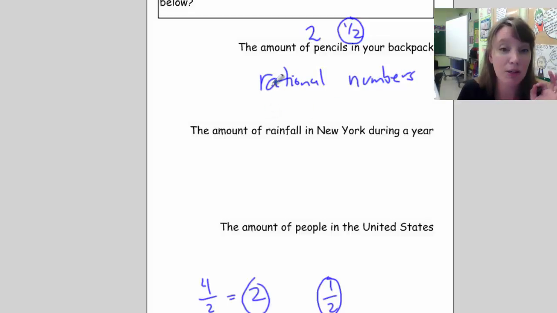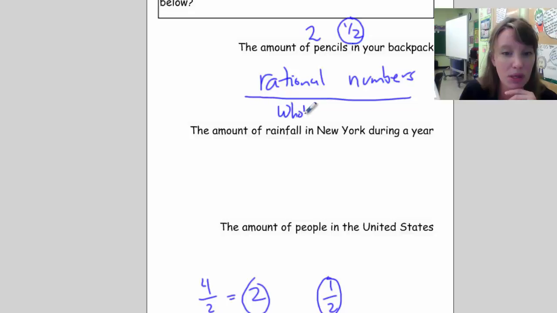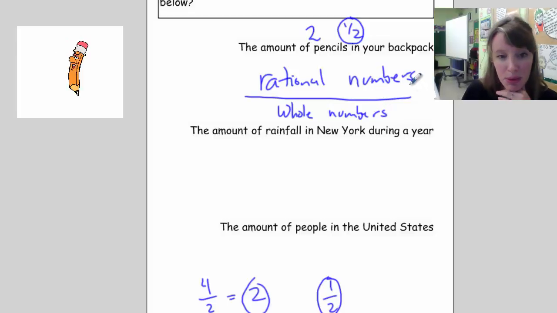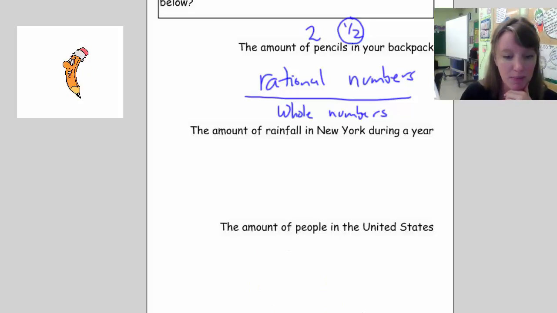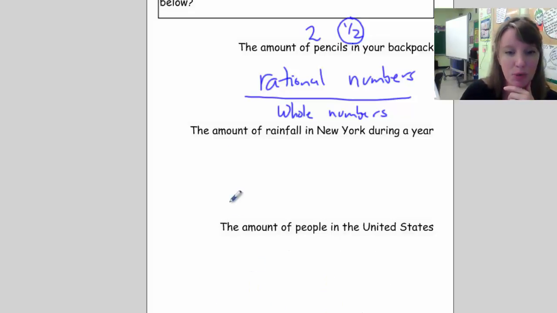Now, if I weren't allowing for parts of pencils, then I would have to say that it would be whole numbers, because I could have the counting numbers, but I could also have 0 pencils in my backpack. Okay, so it sort of depends, and I should have been a little bit more descriptive about that, but that's okay. I'll be more descriptive in things that you are graded for.